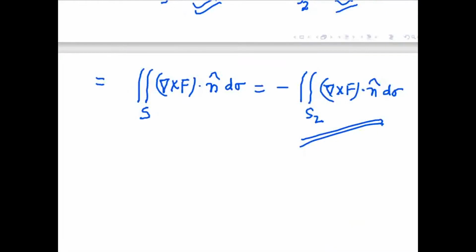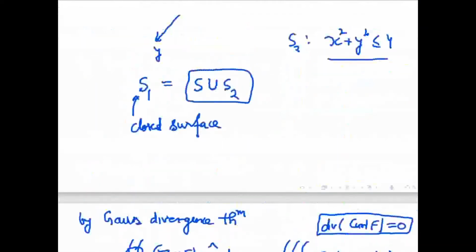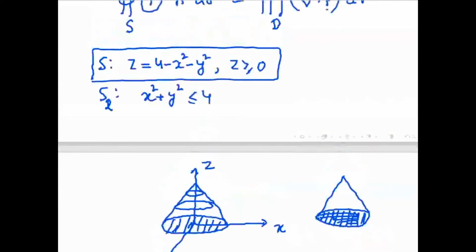So S2 here is this circle. Out of these two surfaces, one surface is this cone, and the other surface is the circle. If you want to do work over this surface S or over this surface S2, which one is easier to do? The circle is a plane surface and the other one is the cone. So the integral over that cone is the same as the integral over that surface.